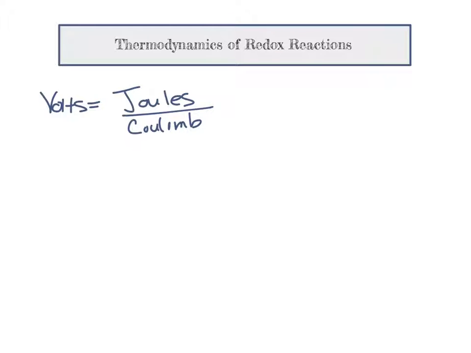So you can think of that as the amount of energy and the electric charge. Now, back when we were studying thermodynamics, we realized that energy is measured in joules or kilojoules. So what we really need to do is isolate our joules from our volts equation. When we do that, we end up with joules is equal to volts times coulombs.